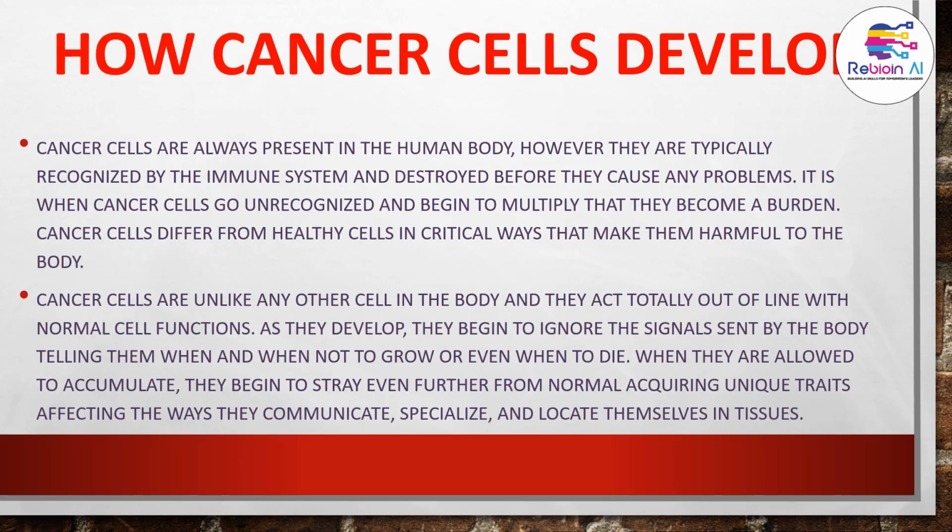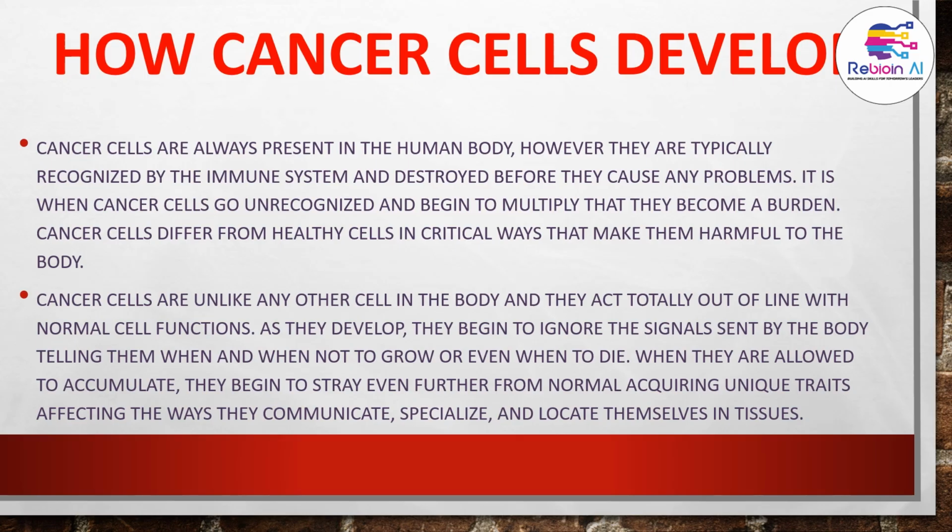Now, I will explain how cancer cells develop. Our body naturally produces new cells every day to replace old or damaged cells. Normally, the immune system recognizes abnormal cells and destroys them before they can cause any harm. However, sometimes a few abnormal cells escape detection by the immune system.